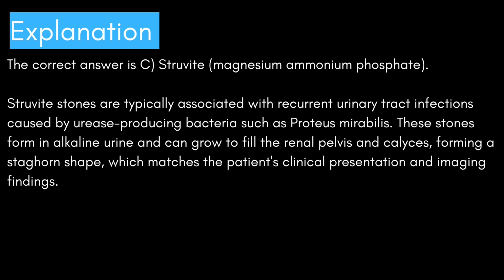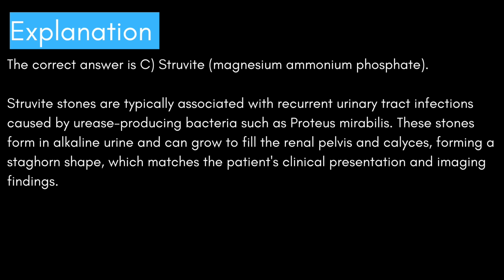Struvite stones are typically associated with recurrent urinary tract infections caused by urease-producing bacteria such as Proteus mirabilis. These stones form in alkaline urine and can grow to fill the renal pelvis and calyces, forming a staghorn shape, which matches the patient's clinical presentation and imaging findings.